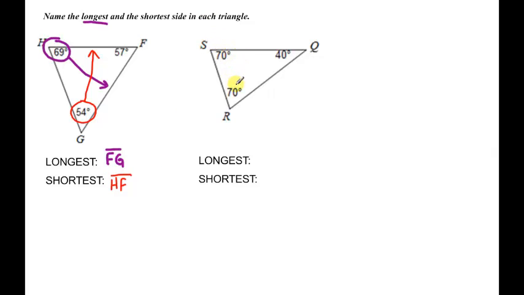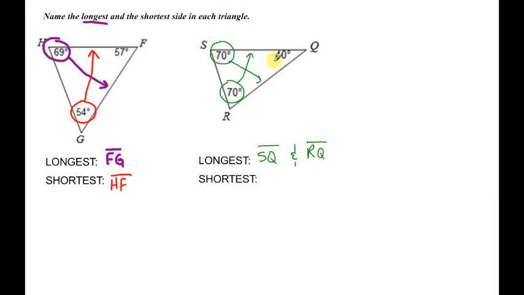Now, what if there's not a largest angle? Like in this one, it's a tie. 70 and 70 are in a tie for the biggest angle. Well, that means that there are two sides the same, and you might remember this. This was our isosceles triangle theorem. The two angles that are equal are going to be across from equal sides. So if we have a longest, it's going to be a tie. Well, it's both of them. They're tied. So SQ as well as this one across here, RQ. They're in a tie for longest side.